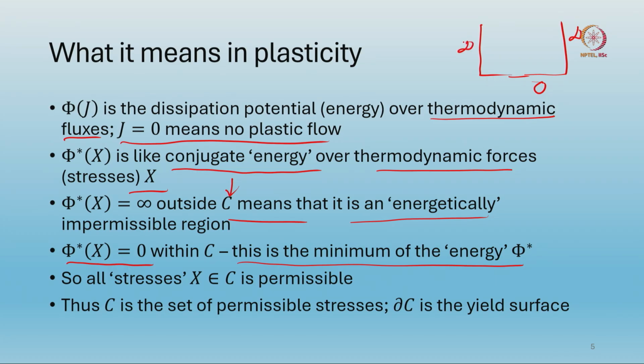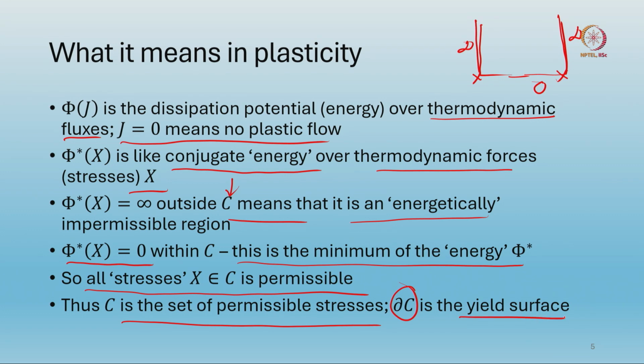infinity here, right. You can think of these as the locations where the plasticity just starts, and these vertical lines, where phi star starts becoming infinity from 0, that transition happens, this is the boundary of the yield set, okay, the boundary of C. So, we can say therefore that all stresses x in C are permissible. So, C is the set of permissible stresses. The boundary of C, we call it by del C, is the yield surface, right.